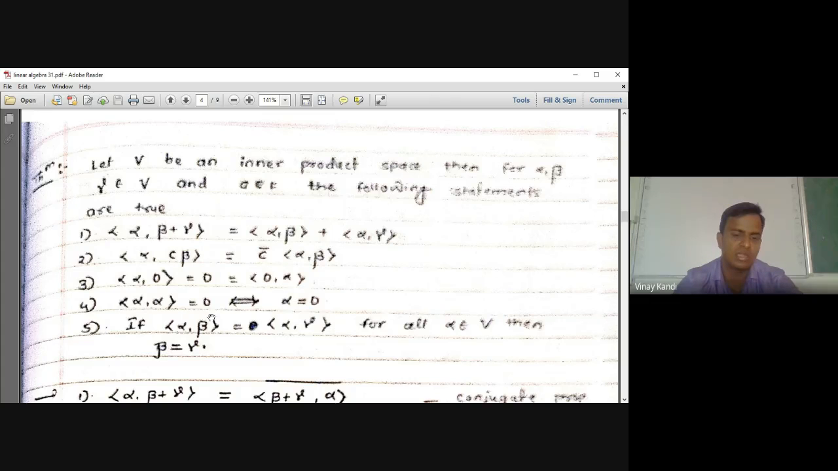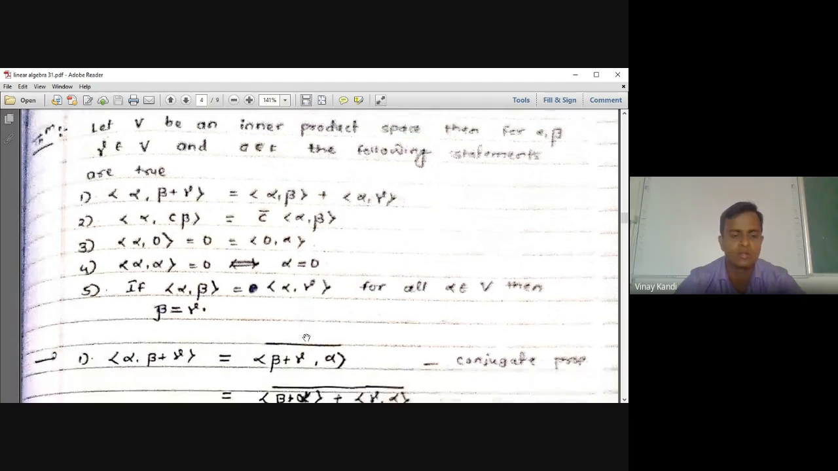These both elements are the same element, not different. For all alpha belonging to V, if this statement holds, then beta is equal to gamma. Okay. Now to prove the first statement, look here.